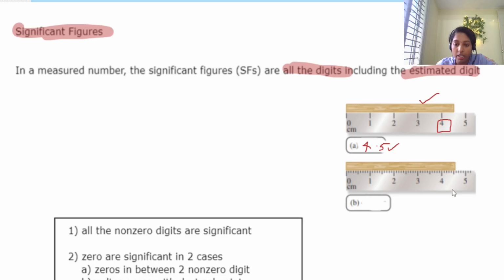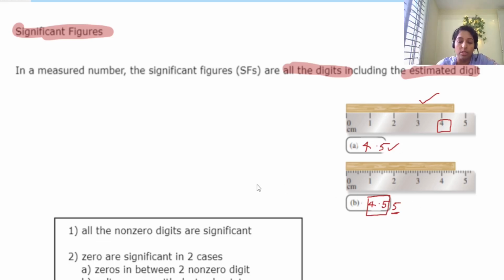Similarly here, what is the unit? Here 4.5, there is no doubt, correct? And after the 4.5, you can write 4.55 like that. So up to 4.5 there is no doubt, and this 5 is an estimated digit. Anyway, those estimated digits you can also count as significant figures.